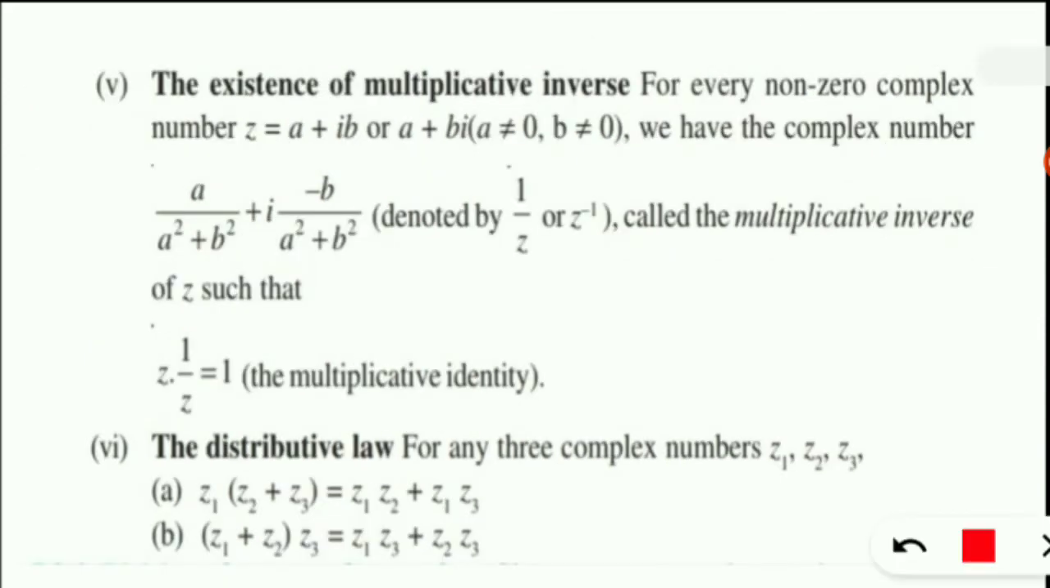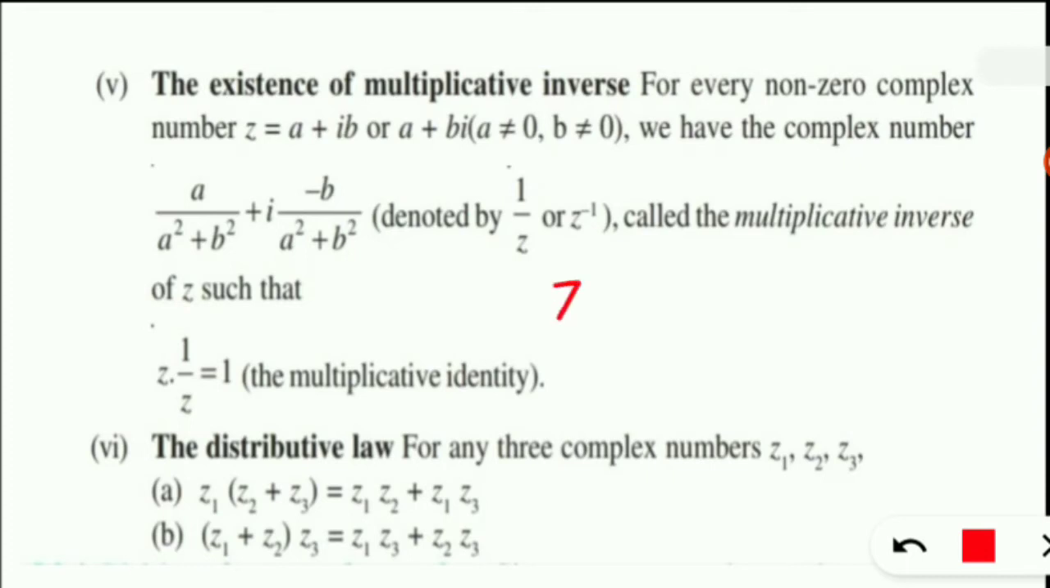Next one is the existence of multiplicative inverse. For every non-zero complex number z equals a plus ib, or a plus bi, where a not equal to 0 and b not equal to 0, we have the complex number a by (a square plus b square) plus i into minus b by (a square plus b square), denoted by 1 by z or z to the power minus 1 or z inverse, called the multiplicative inverse of z, such that z into 1 by z equals 1.